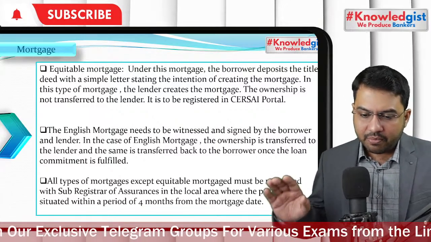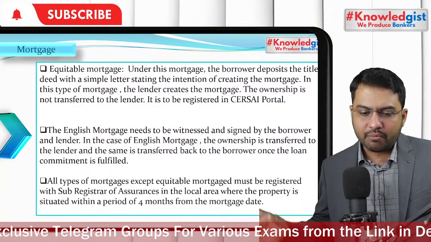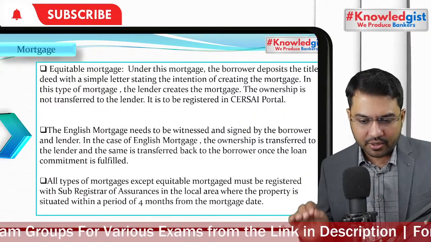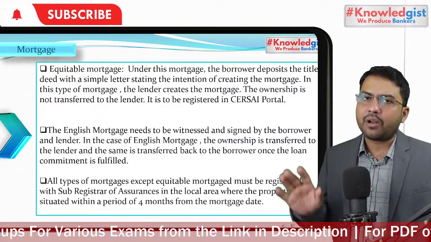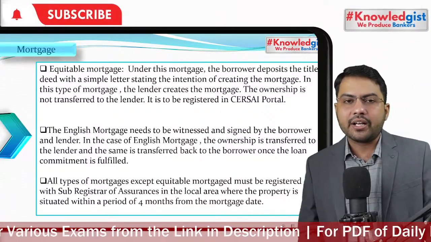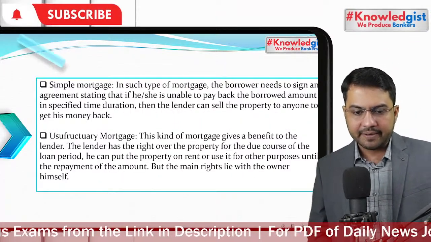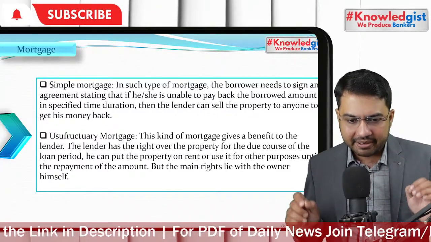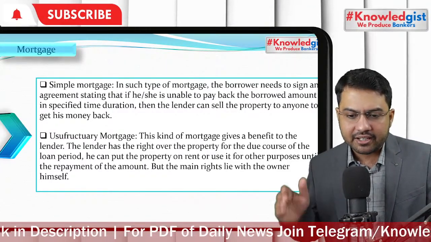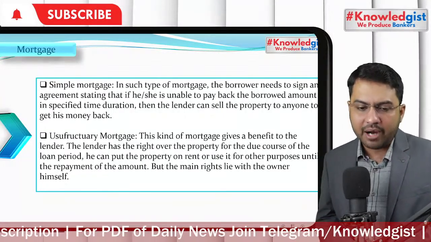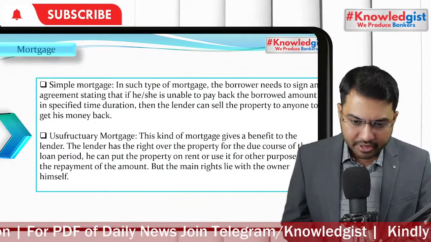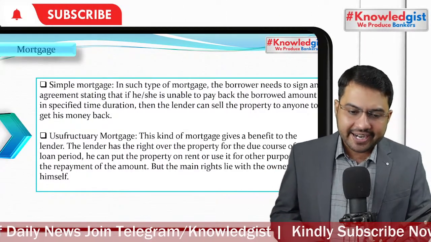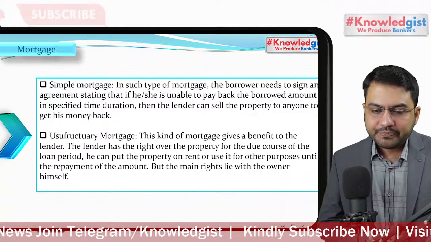Okay. All types of mortgage except equitable mortgage must be registered with the sub-registrar of assurances in the local area where the property is situated, within a period of 4 months from the mortgage date. Simple mortgage is a type of mortgage where the borrower needs to sign an agreement stating that if he or she is unable to pay back the borrowed amount in a specified time duration, then the lender can sell the property to anyone to get his money back. Okay.